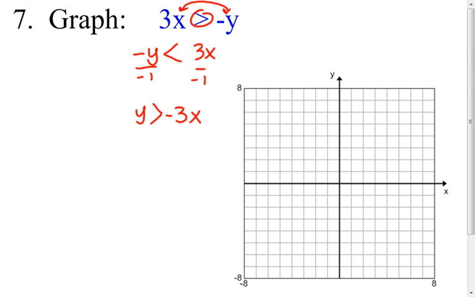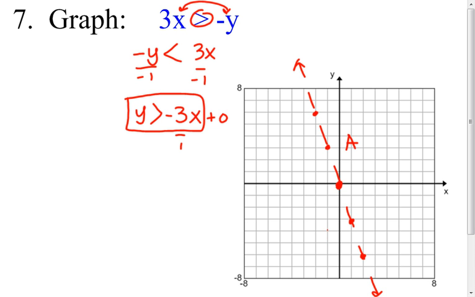Okay? And I have like a +0 back there, right? Really, that's that, but I have that +0. So it crosses my y-axis at 0. I have a slope of -3, and that's really -3 over 1. So I can go down 3 and right 1, or I could go up 3 and left 1. It is not underlined, so I will connect those with a dotted line. And I need all the spots that are above that line.